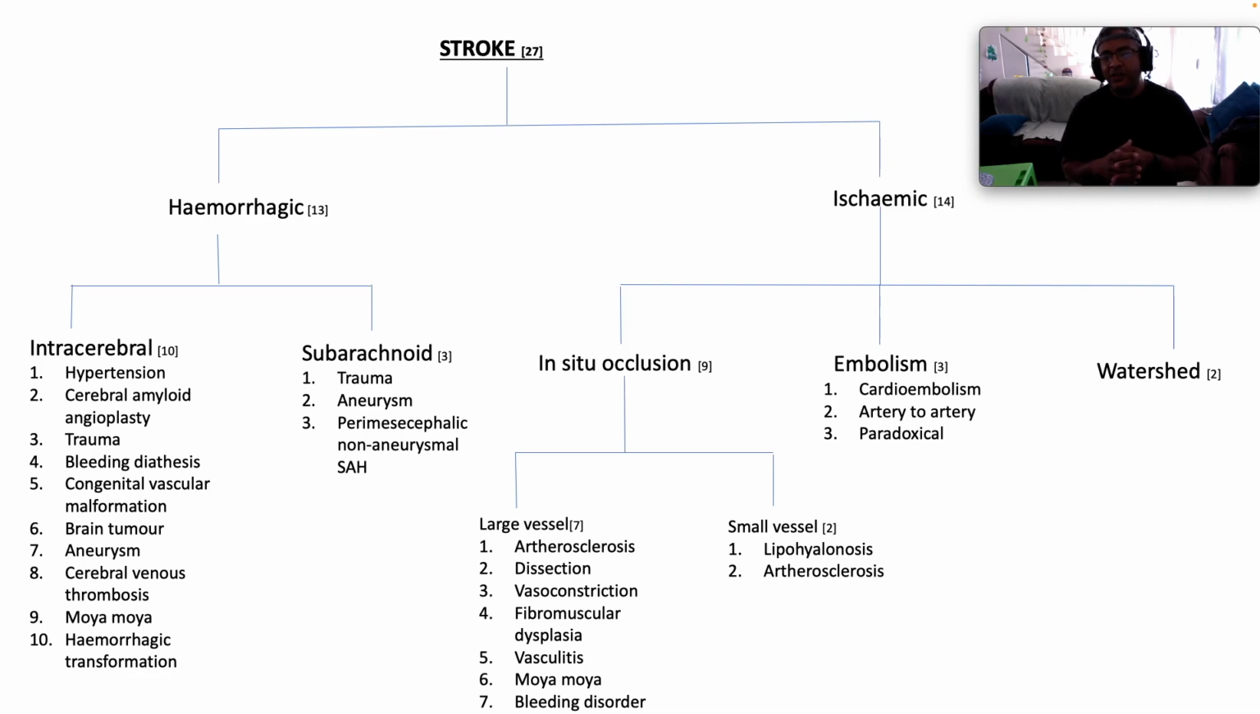Embolism, where the clot is coming from elsewhere and shooting up to the brain. Classic example is cardioembolism from a patient who has atrial fibrillation or left ventricular thrombus or infective endocarditis. Artery to artery could be coming from the carotids and shooting up to the cerebrum, and hence this underpins the importance of doing a carotid Doppler in such patients. Paradoxical means it comes from the right to the left side of the heart, usually via a patent foramen ovale or some kind of connection, could be a patent ductus arteriosus, and then the clot goes up to the brain. Watershed infarcts are due to systemic hypotension and diffuse atherosclerosis.